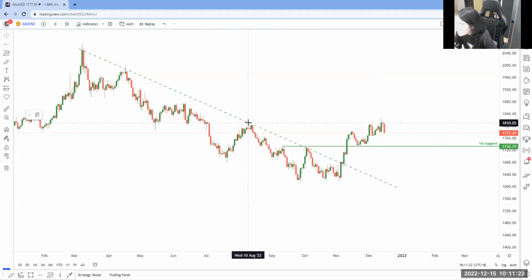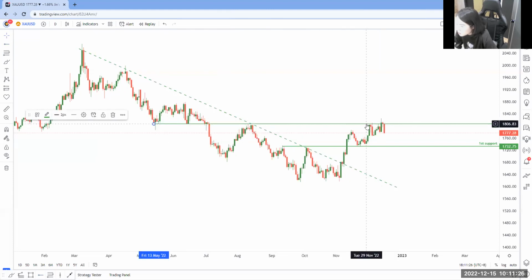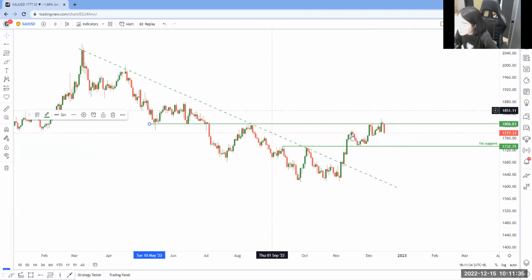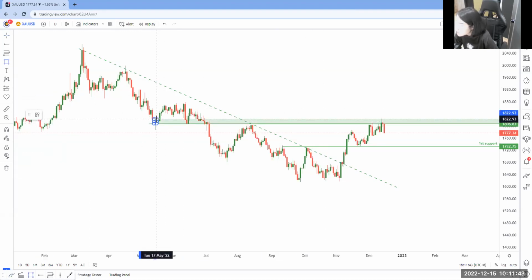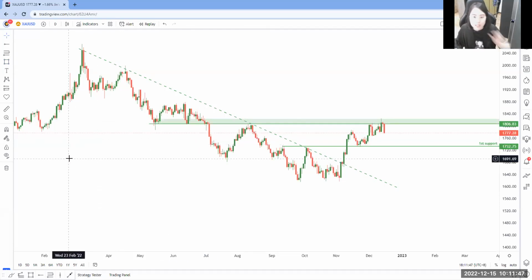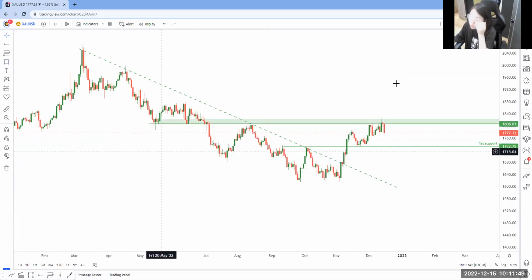We can see that price nicely bounced off this resistance here, which I think is really important. That's why it's so important to recognize or identify support and resistance, because support and resistance is usually the area where price tends to bounce off. Okay, so support and resistance is never just a single line. It's never just one single price. It's usually a zone.